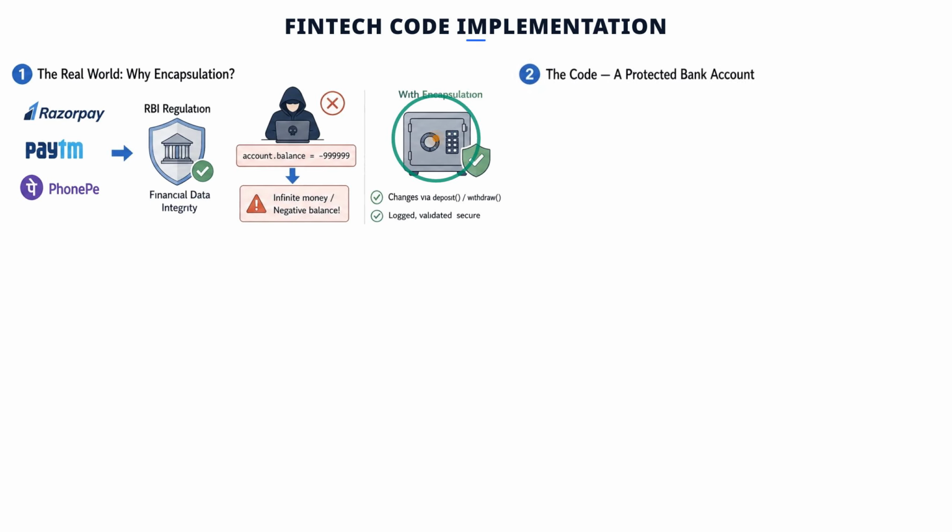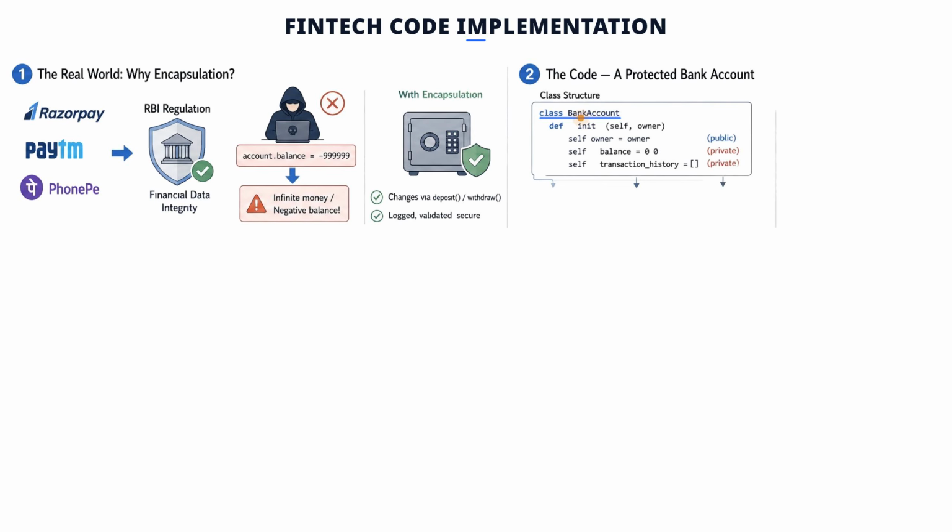Let's look at how this is implemented in Python code. We define a bank account class. In the initialization method, which sets up our object, we have three variables. The owner is public, but the balance and transaction history start with double underscores, making them strictly private. To allow the user to check their balance safely, we use the property decorator. This gives us a read-only window. If we tried to write to the balance directly, Python would stop us because there is no setter defined.